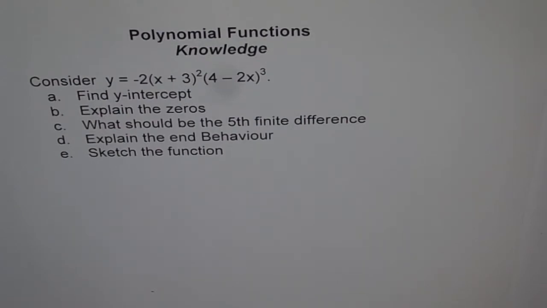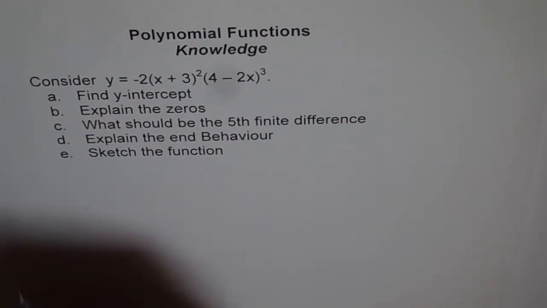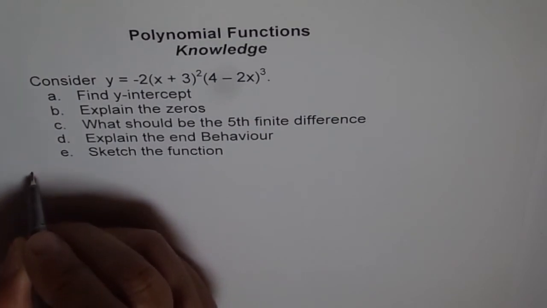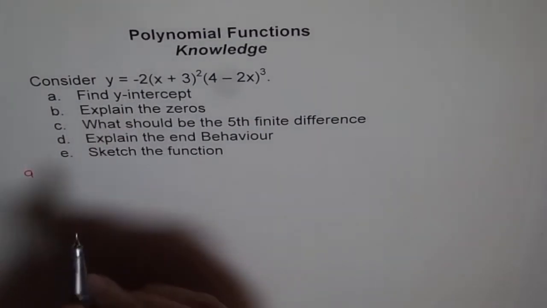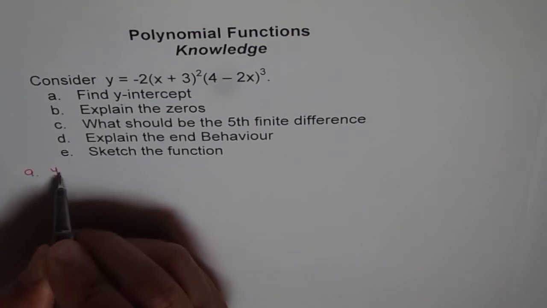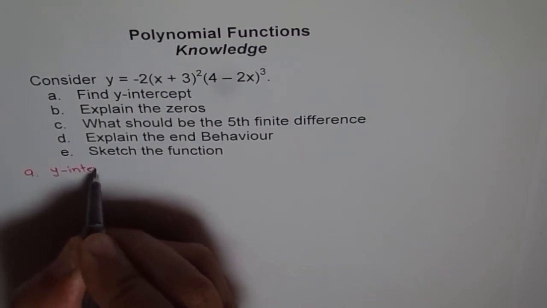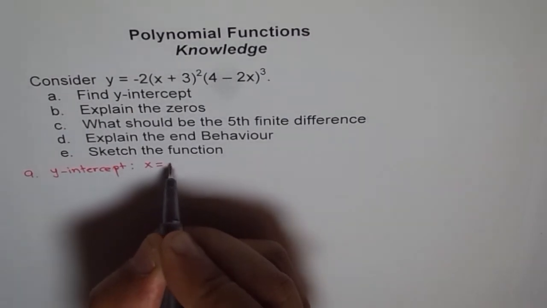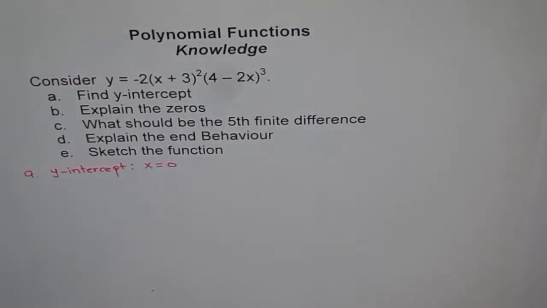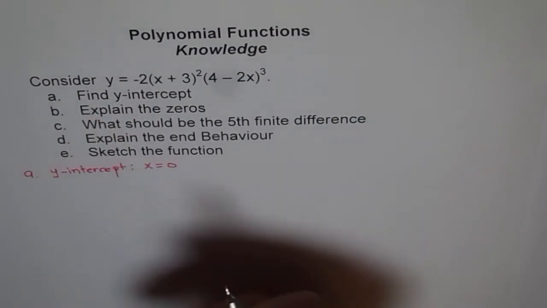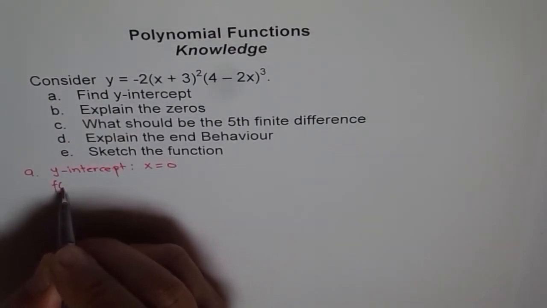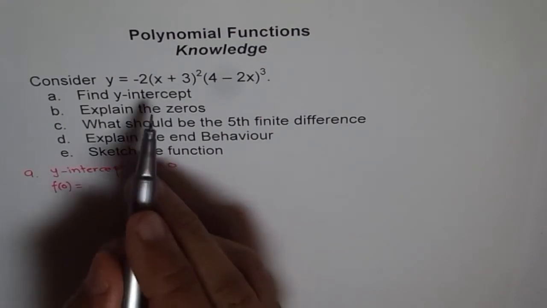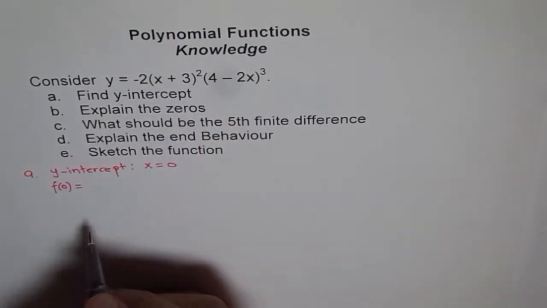Now here is the first part, which is A, the y-intercept. So that's simple. What is the y-intercept? The y-intercept means that x equals 0, right? That is a place where your graph will cut the y-axis. So we can say the y-intercept is f of 0, correct? So let me use the convention. f of 0 equals, we'll plug 0 for x and find our answer.